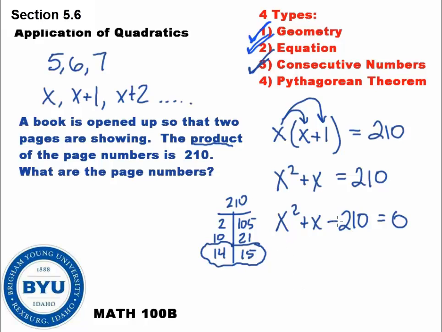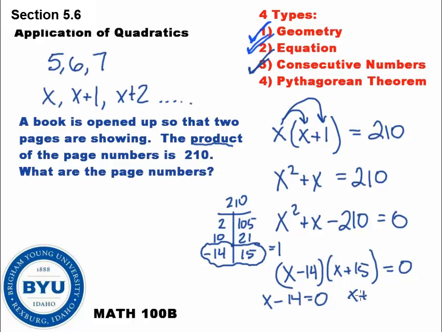I need to make one of them negative. This needs to equal a positive 1 because that's what the b term is. So I'm going to make 14 negative. So I get x minus 14, x plus 15 equals 0. I set each of these equal to 0. X minus 14 equals 0. X plus 15 equals 0. And I get 14 and negative 15.